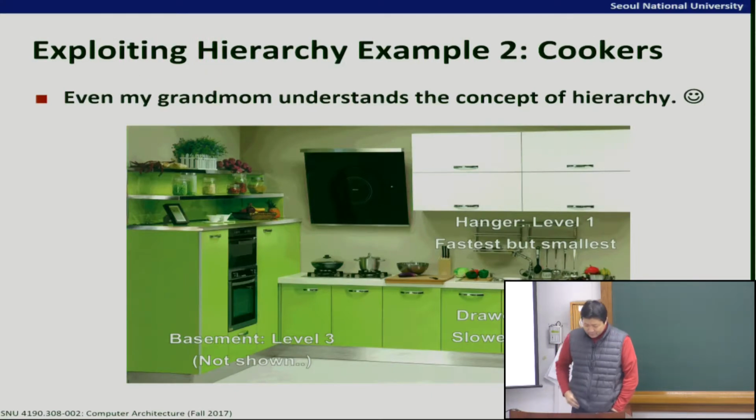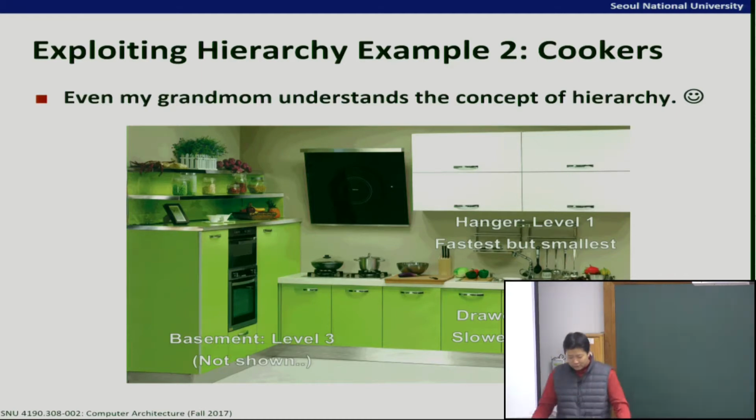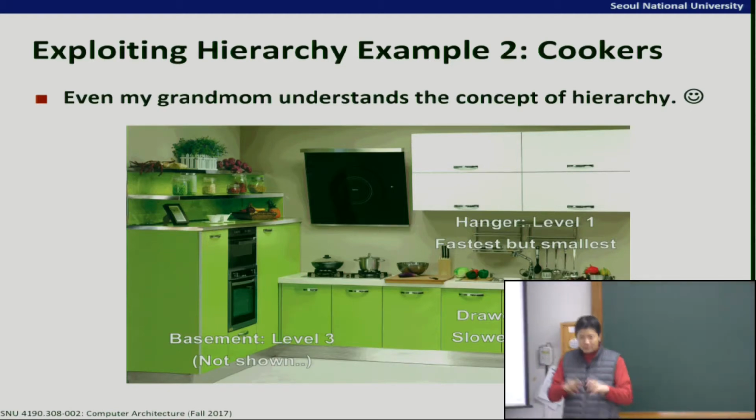Likewise, the second example is a hierarchy of putting cookers in a kitchen. I would say even my grandma understands the concept of hierarchy, because she always puts those she uses most frequently on a hanger, which is easy to access. Level 2 is a drawer. You put some cookers that you use, but not as frequently as those on the hanger, but still quite a bit. And level 3 is the basement or some storage space. It's very slow to access, but it has huge capacity. So it's basically the idea of hierarchy.